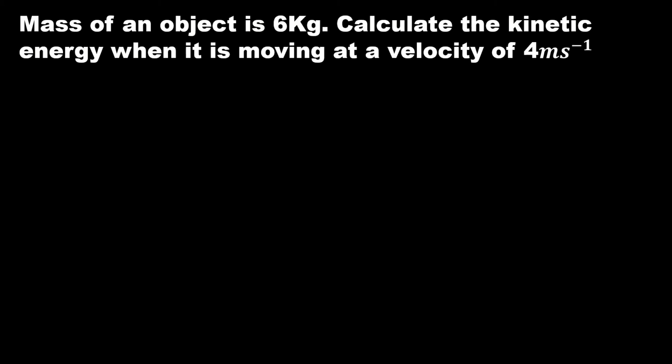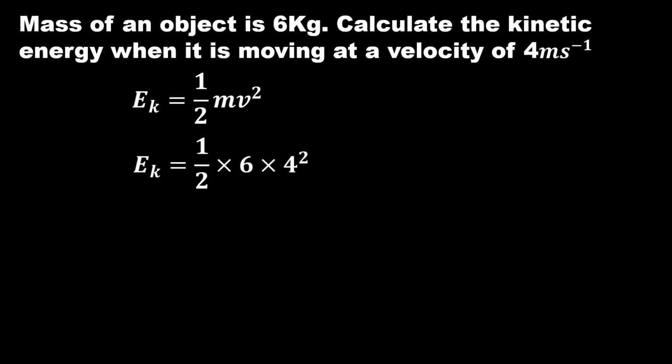So this falls into the easy category. Let's see the equation to calculate the energy of a moving object. Kinetic energy is equal to half mv squared. So the mass is 6 kilograms and the velocity is 4 meters per second. We get half into 6 into 4 squared, which is 48. Now what is the unit? It's the energy that we are finding, so it's joules. The answer is 48 joules.